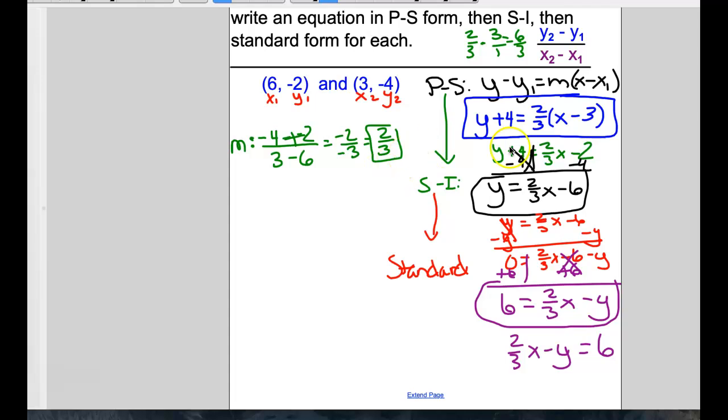Ultimately we need to be able to transition between all of the different forms of equations. So hopefully these two examples were enough of a review so that you can work through each set of problems on today's assignment.